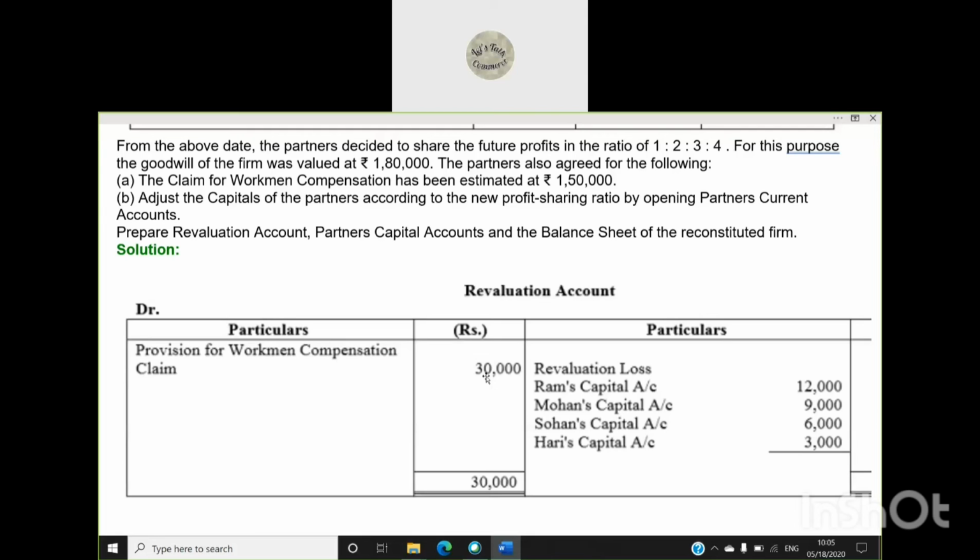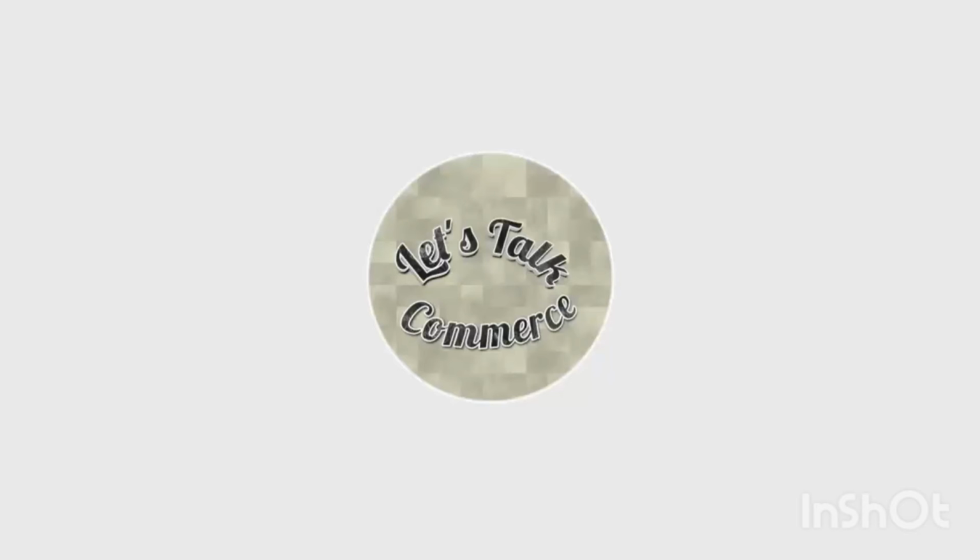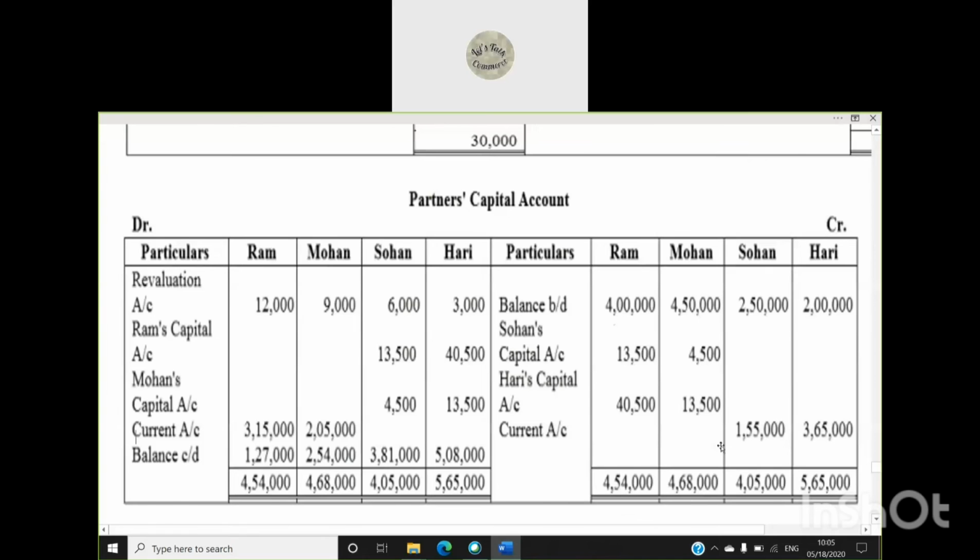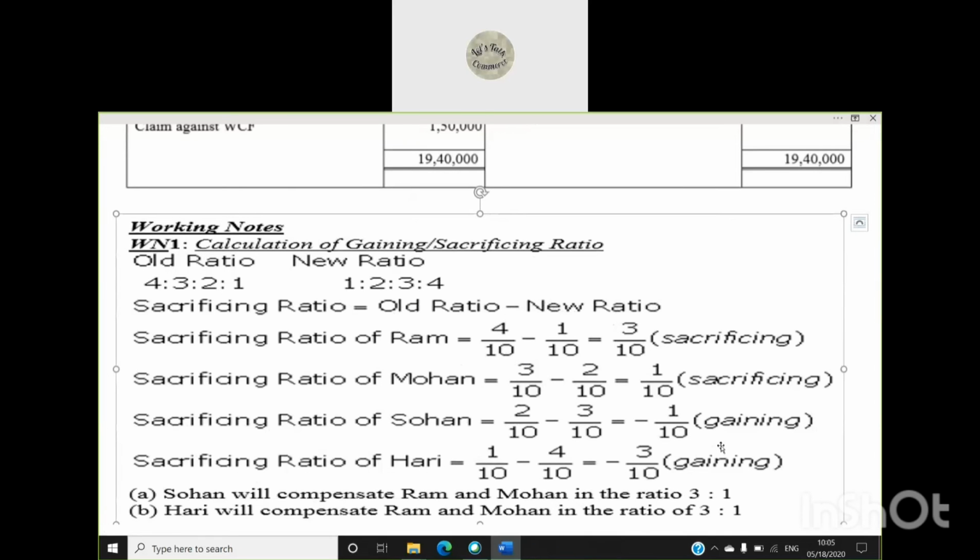So 30,000 loss has been distributed among the partners in the old profit sharing ratio. Now going to the working note. In the working note, we have calculated the sacrificing and the gaining ratio. You know how to calculate the sacrificing and the gaining ratio. So the sacrificing ratio of Ram is 3 by 10, of Mohan 1 by 10, and Sohan is gaining by 1 by 10, and Hari is gaining by 3 by 10.